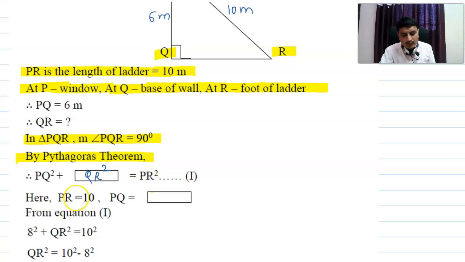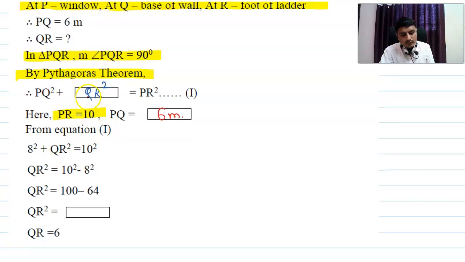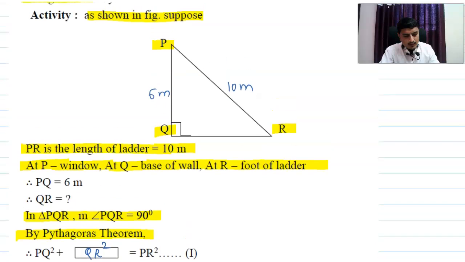As per the given, we have PR equals 10 meter and PQ equals 6 meter. Now from equation 1, once we replace PR by 10 and PQ by 6, we are getting... Look once again at the given question.